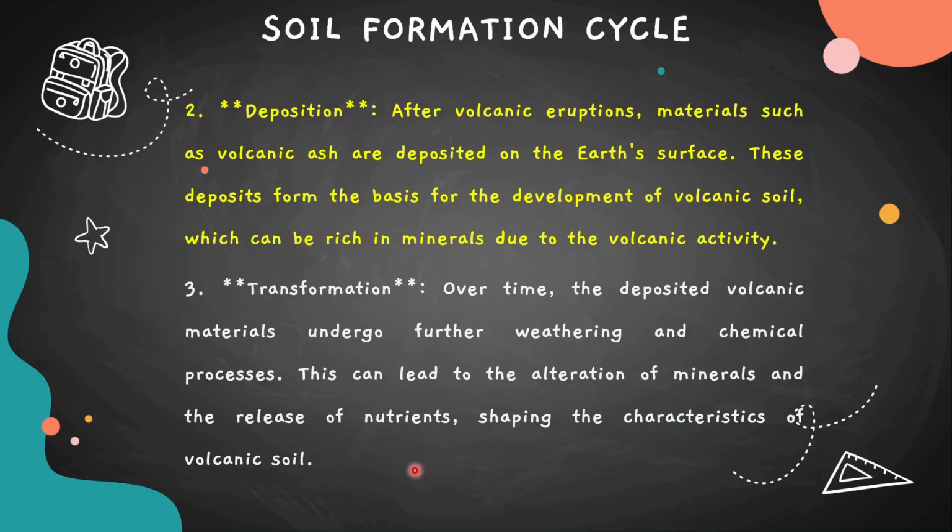Like if there is a heavy rainfall, then the minerals and the nutrients of the soils will start moving from one point to another point. So what will happen? The characteristics of the volcanic soil will change.